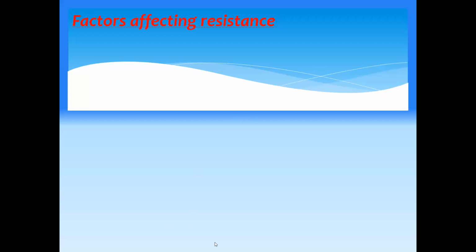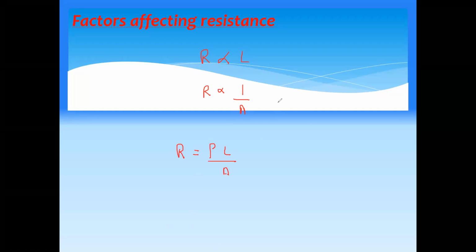So resistance is directly proportional to the length of the wire, and resistance is inversely proportional to the cross-sectional area. So when we combine this, we form an equation: resistance is equal to rho L divided by A, where R is resistance, L is length, A is area, and rho is the resistivity, a property, the resistance of a wire having a length of 1 meter and an area of 1 meter square.